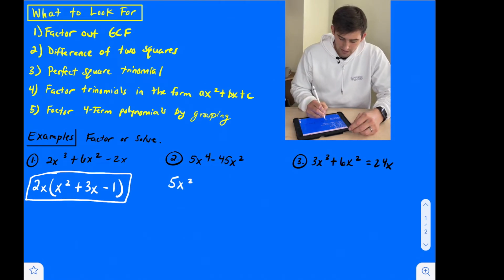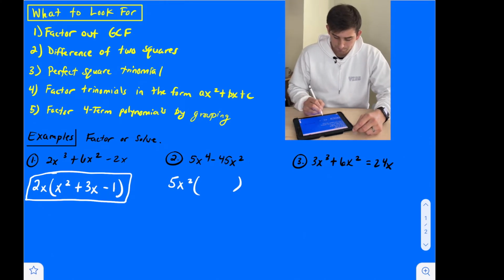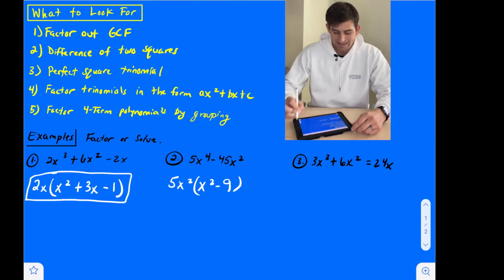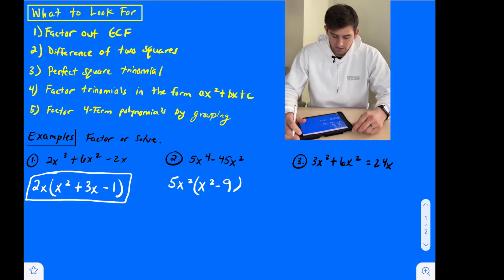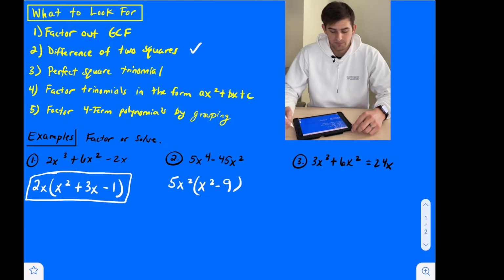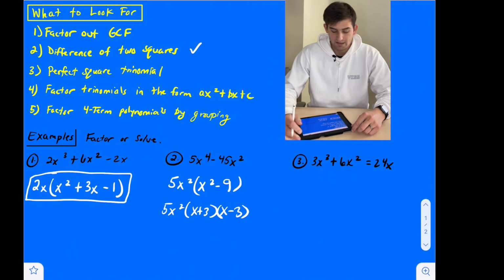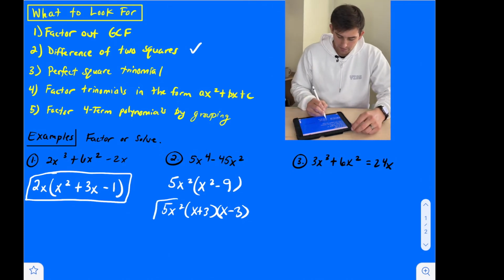If we factor out this 5x squared, now we're going to figure out what we need to multiply by to get 5x to the 4th minus 45x squared. 5x squared times x squared would be 5x to the 4th, minus 5x squared times 9 would give me 45x squared. And so now we have x squared minus 9, and this is the difference of two squares. This will factor as x plus 3 and x minus 3. And that's our final answer. We have 5x squared as one of our factors, we have x plus 3, and we have x minus 3.